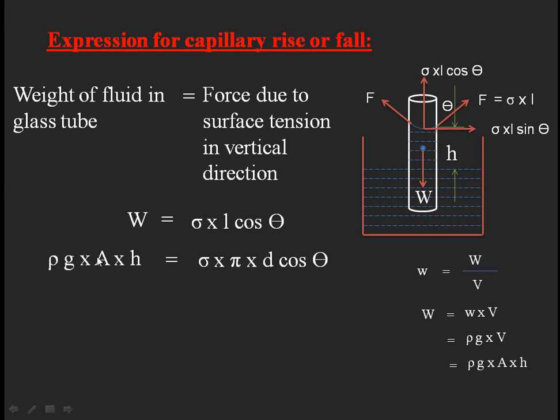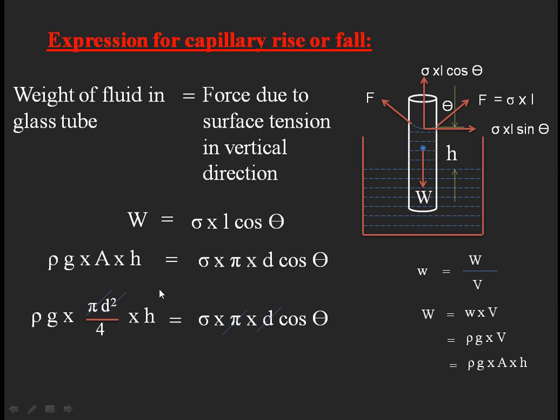Okay, so I want to again modify the area. How can we write it? The area of the glass tube is pi d square by 4. Again write the equation as rho g into pi d square by 4 into h, which is again equal to sigma into pi d cos theta. So cancel the similar terms here, pi gets cancelled. And again one d will be getting cancelled. So here d will be remaining.